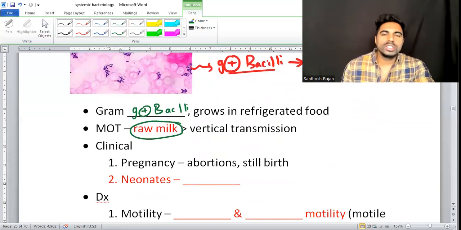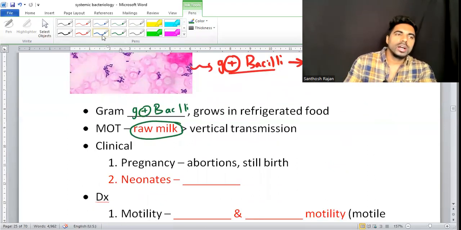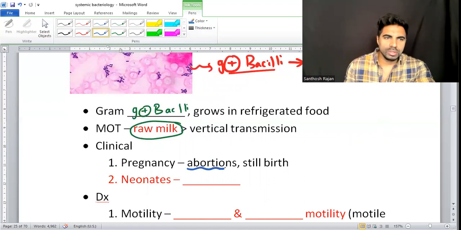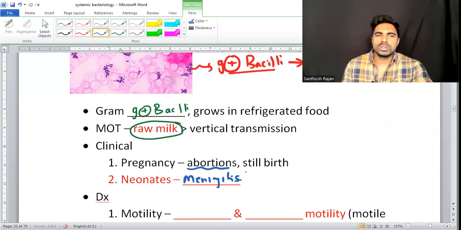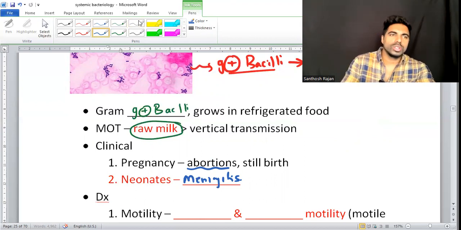In adults, and in pregnancy, what happens? It can cause abortion and stillbirth. Both are possible. In the neonate, of course, again I'm repeating, meningitis. One of the top three bacteria causing meningitis in neonates. Sepsis is also possible, but usually meningitis. That's a question.